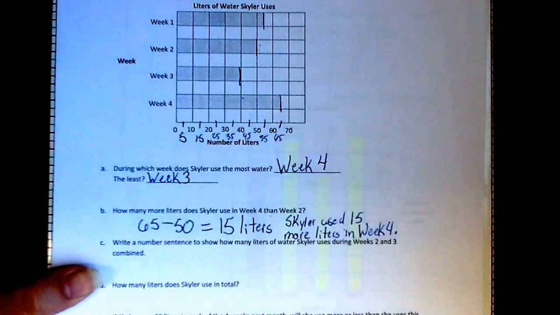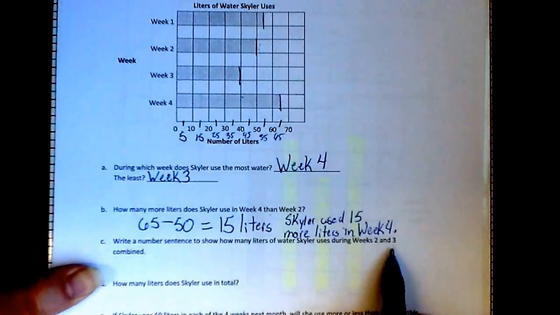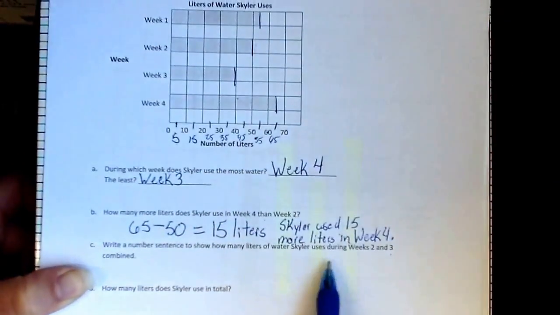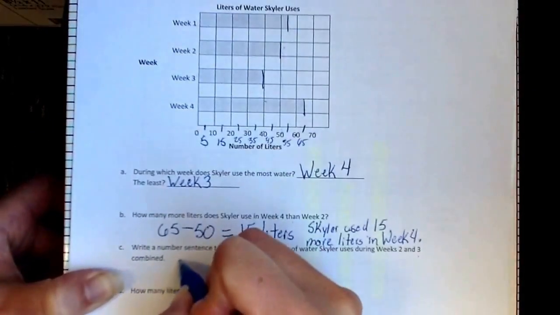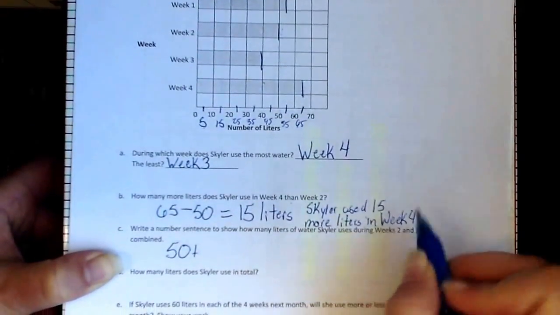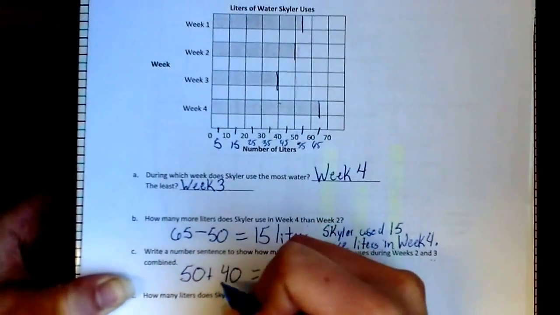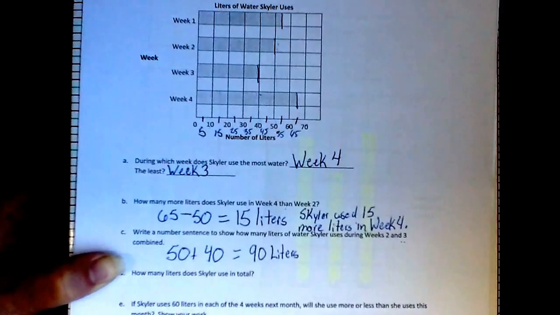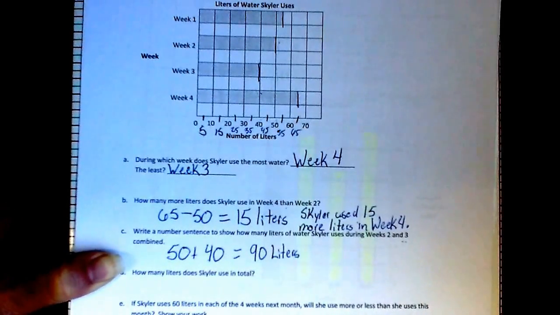Question C says, write a number sentence to show how many liters of water Skylar uses during weeks 2 and 3 combined. So combined means together, so I know I want to add. So week 2, we knew that there was 50 liters, plus in week 3, 40 liters. 5 plus 4 is 9, so 50 plus 40 has to be 90. 90 liters altogether. Write me a complete sentence for that too. You would say something like, Skylar used 90 total liters for weeks 2 and 3.